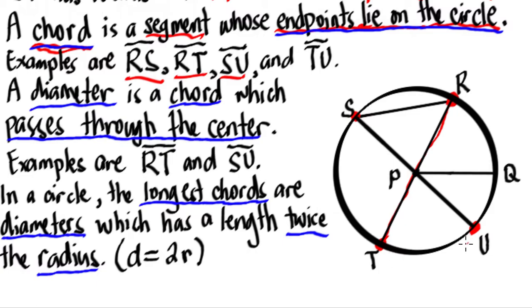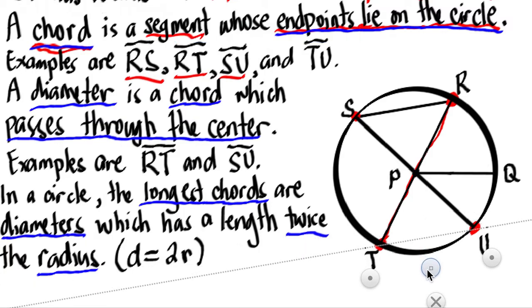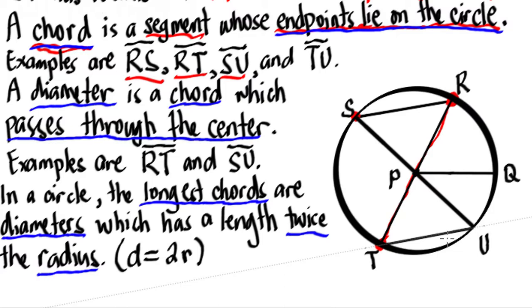And also TU, which I haven't drawn likewise. Let me fix that again. Let's draw the TU here. I just kind of overshot. There. So this is the line segment TU, or the chord when it comes to the circle. One of the endpoints is on the circle, the other is also on the circle. So this is a chord.